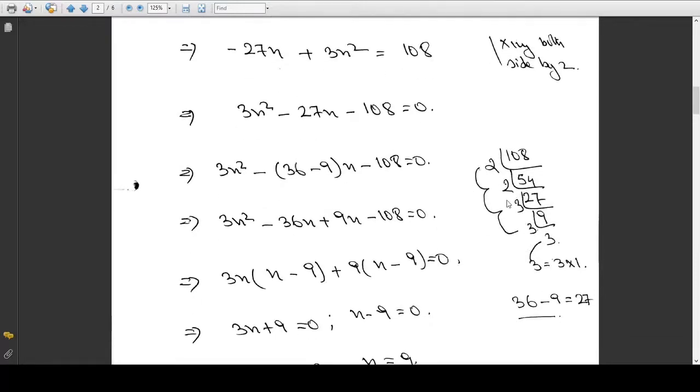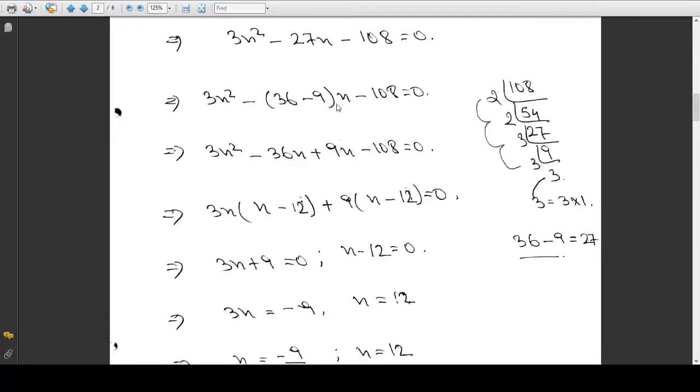Here I've taken 2, 2, 3, 3, 3, 3, which gives 9 and 9, 2 times 18, 36, and the remaining 3 and 3 is 9. 36 minus 9 is how much? 27, the middle term. Therefore, instead of 27, we'll write 36 minus 9. Here, n with 36 is minus 36n, minus with minus is plus, 9 with n is 9n, then minus 108.